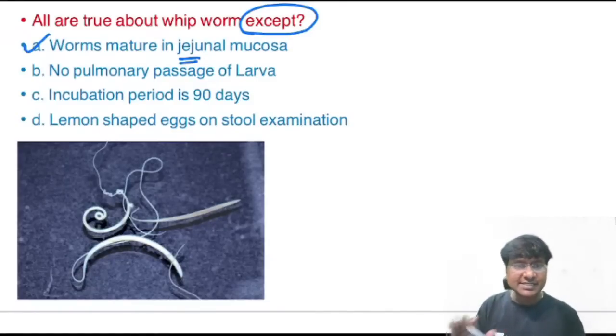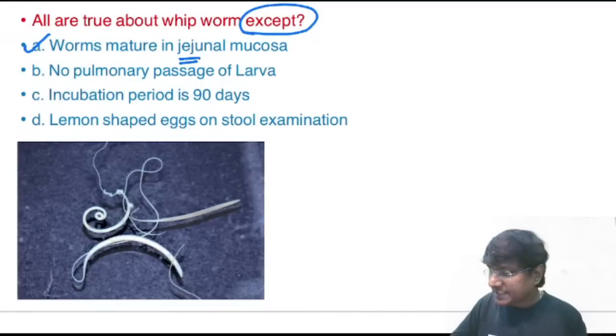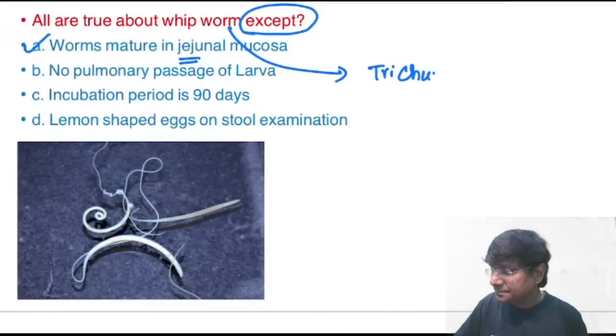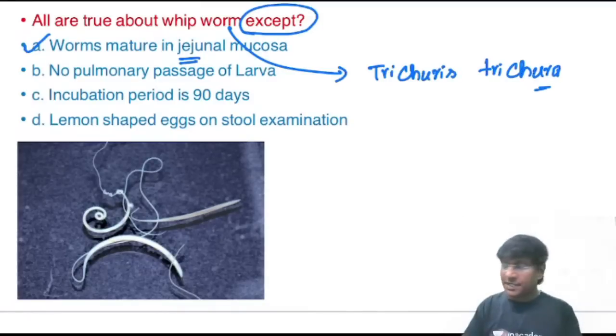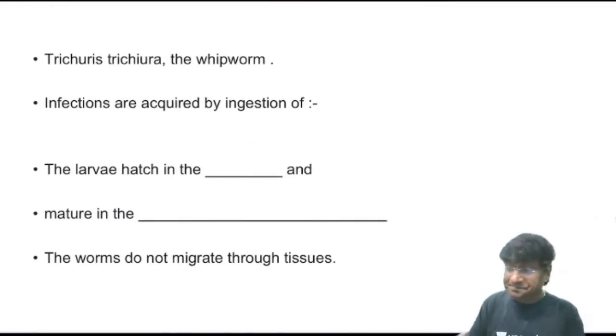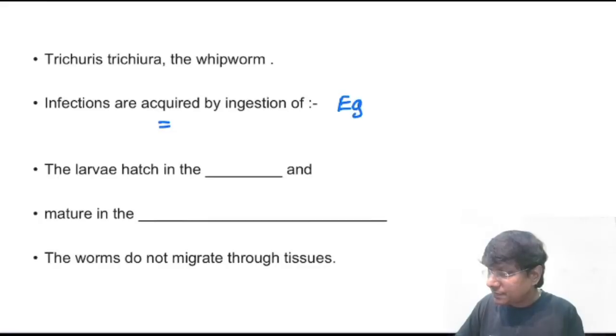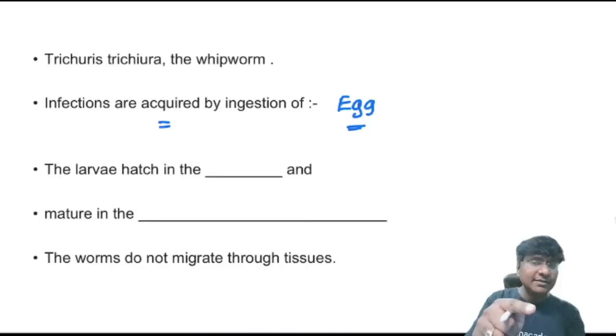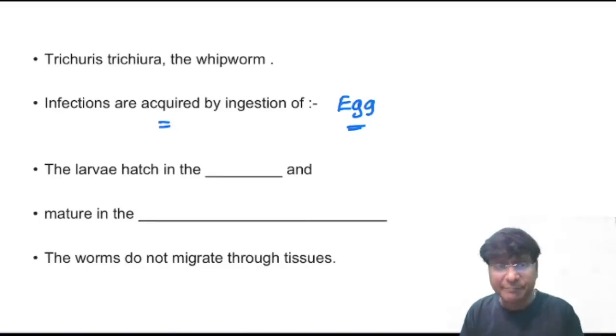Now let me discuss the whipworm. So what is the organism here? That is Trichuris trichiura. So this is nothing but your whipworm. Now if you take a quick recap of this topic, the infection is acquired by ingestion of eggs containing the whipworm.